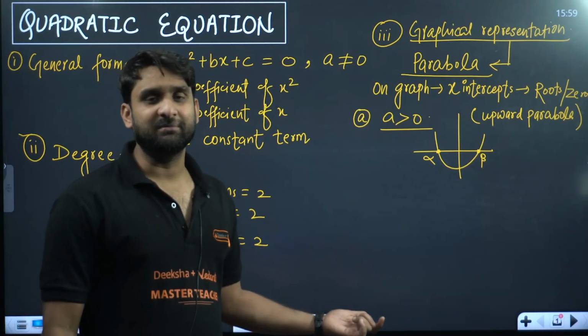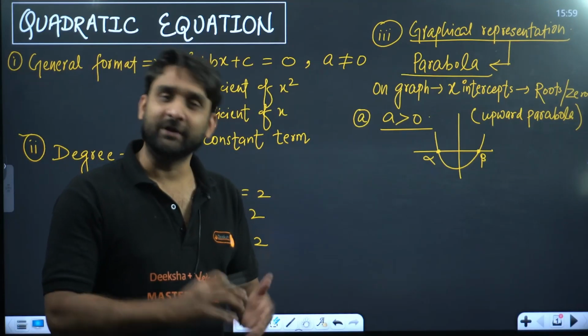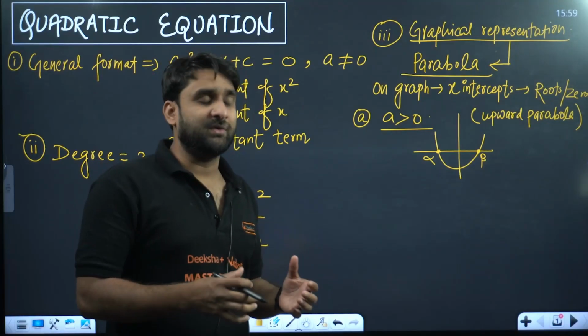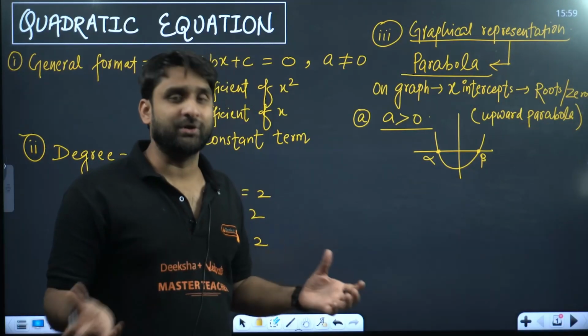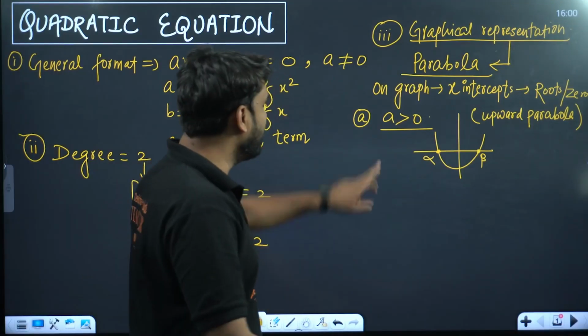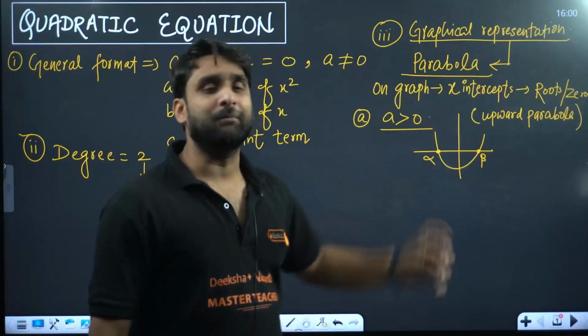So alpha and beta are basically used as a symbolic representation of the roots of any quadratic equation, the roots which are unknown to you. You don't know the roots, so you can assume alpha and beta. You can let them be alpha and beta. So when a is greater than 0, the parabola will have an opening in the upward direction.